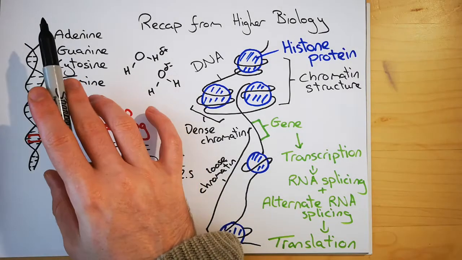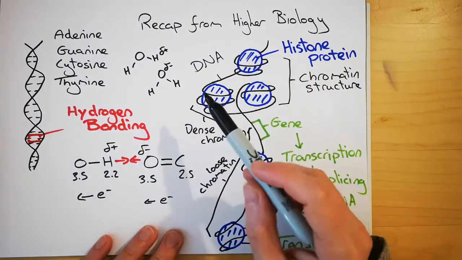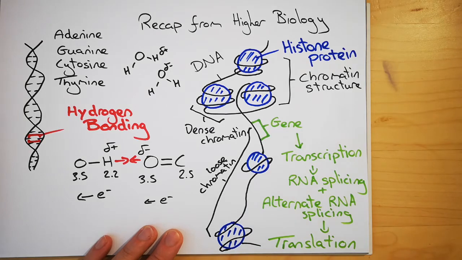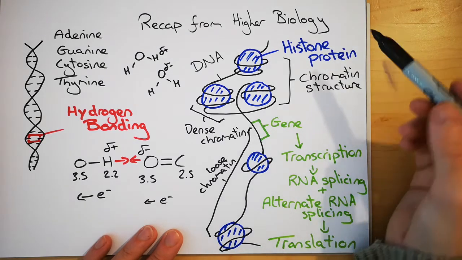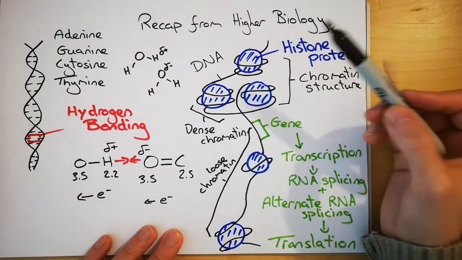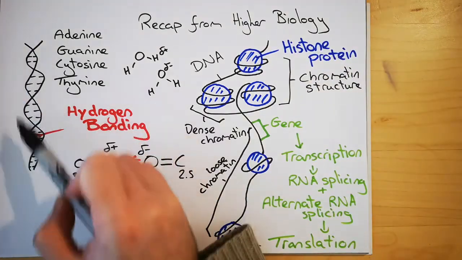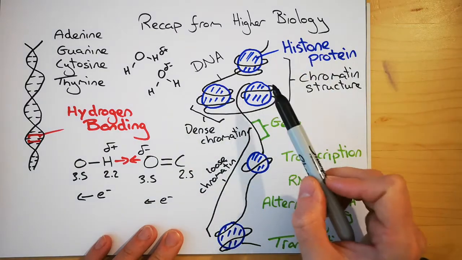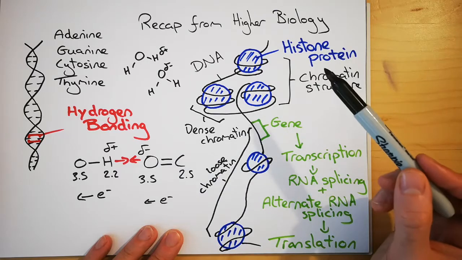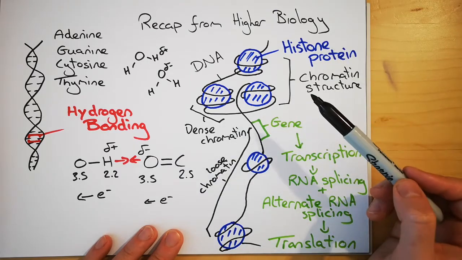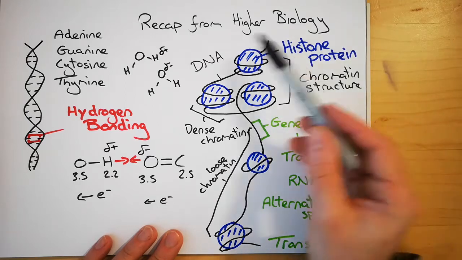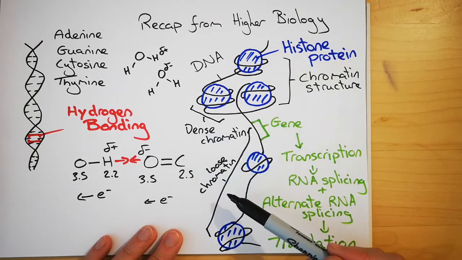Now that we've covered that, we take a look at DNA in a slightly more living manner. Our DNA doesn't just hang about like this. It's going to wrap itself around histone proteins, and that DNA, along with histone proteins, is going to form our chromatin structure, which is really what our chromosomes are. That chromatin structure can either be dense or loose.